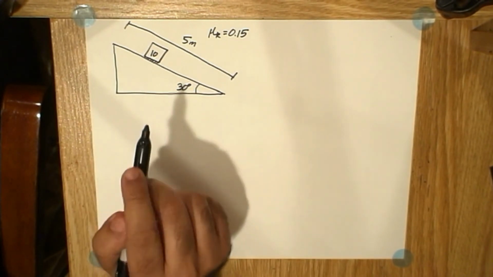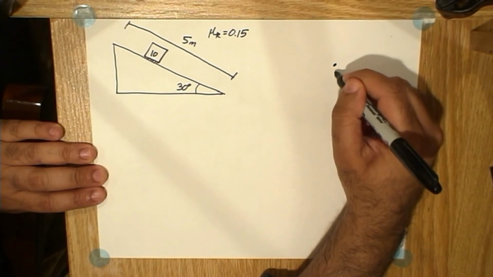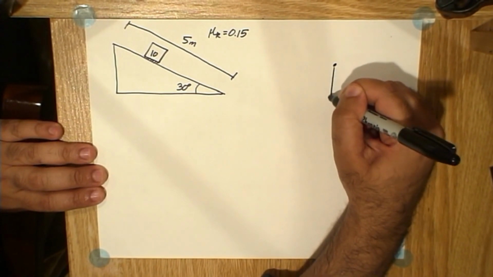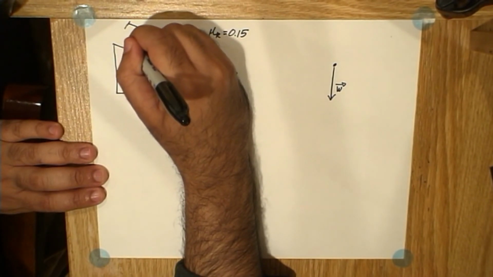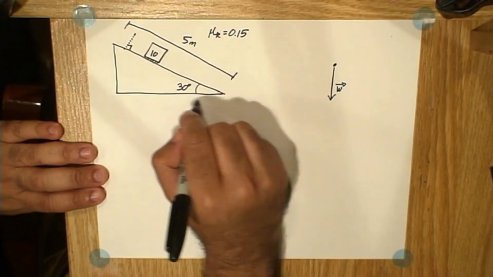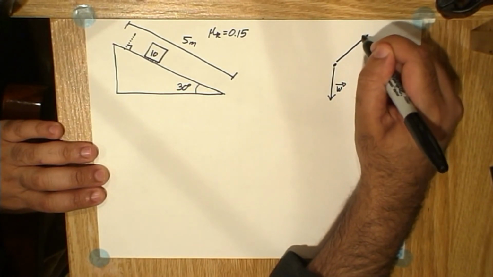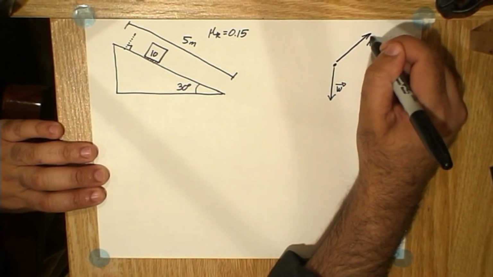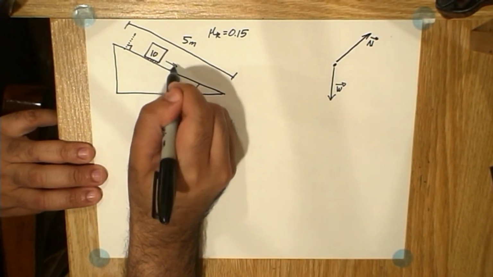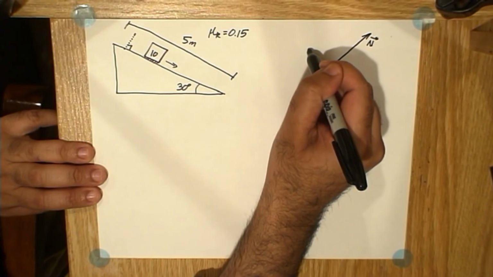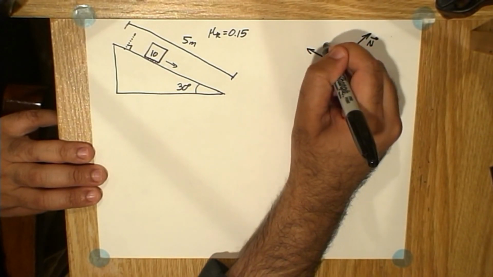To do all this, we first need to draw a free body diagram. In this diagram, weight would be pointed down. The normal force is always pointed at 90 degrees to the ramp, so it would be pointed off in this direction. And since the object is sliding down the ramp, that means that the force of kinetic friction must be pointed up the ramp.